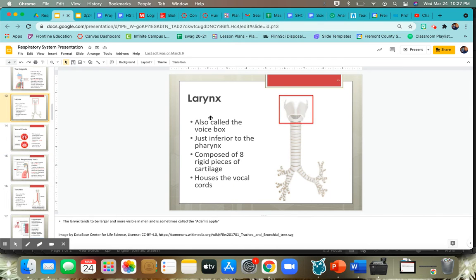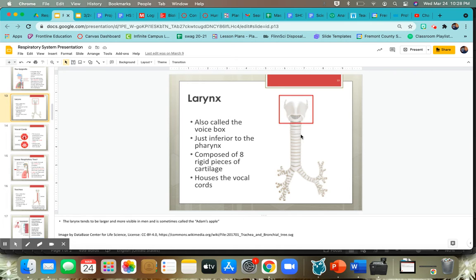All right, now we have our larynx. We've talked about the upper respiratory tract. Now we have the larynx. The larynx is what we commonly call our voice box. You can feel it vibrate when you talk. It is just below the pharynx, which we just talked about, and it has 8 little pieces of hard cartilage.